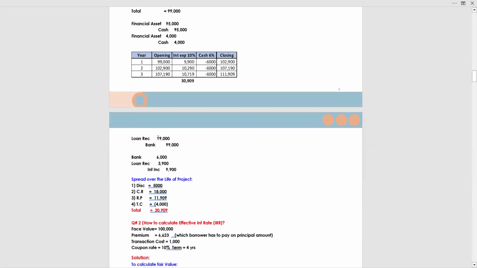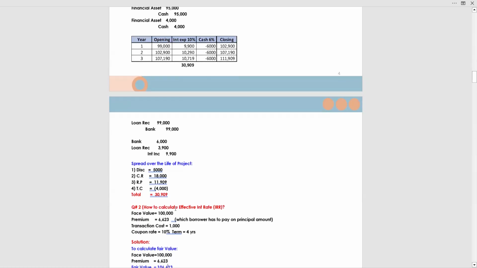You should make the entries for the second year and for the third year. This is your assignment. Spread over the life of the project: the discount is paid by the entity, meaning the company who obtained the loan from us. Coupon rate is also paid by the entity. Redemption premium is also paid by the entity, but transaction cost is paid by the investor, so we deduct it. If you can see, the total is 30,909, which matches the interest income. Now you got the idea how these costs are spread over the life of the project.